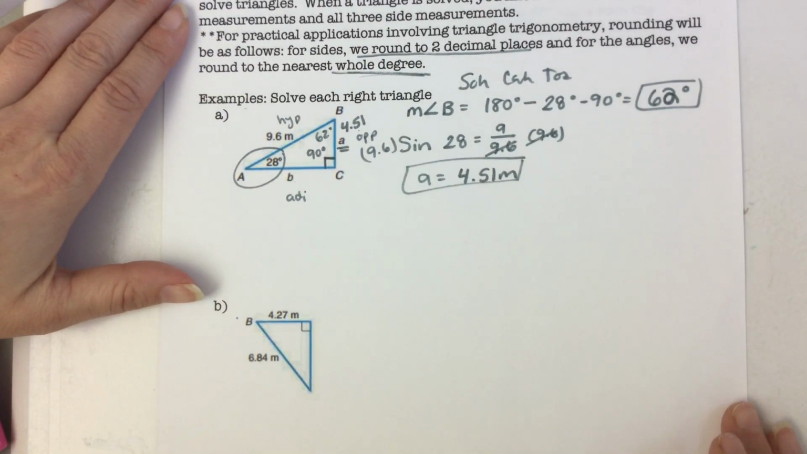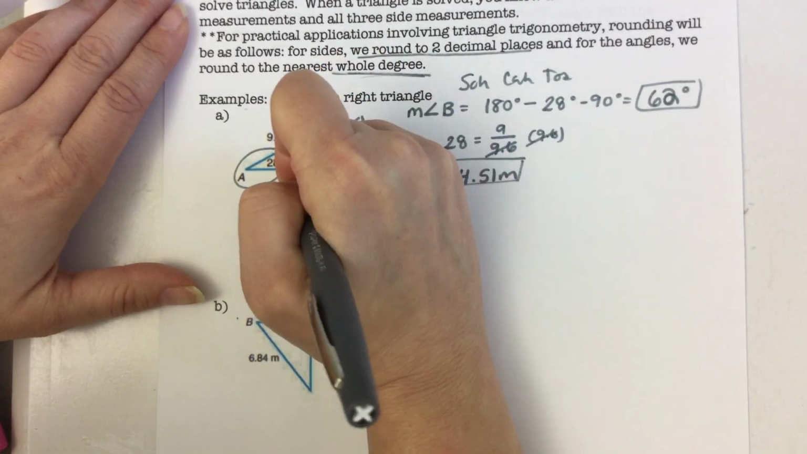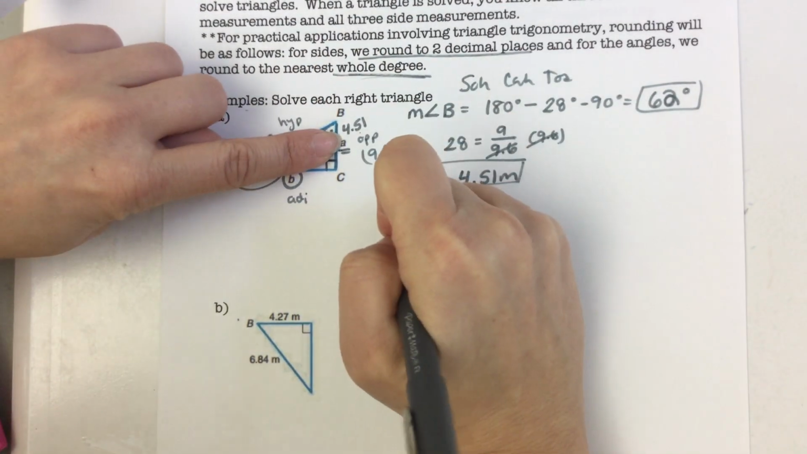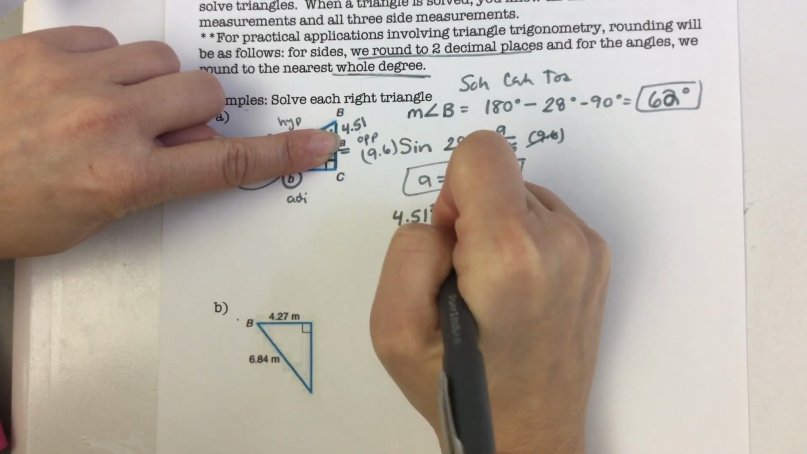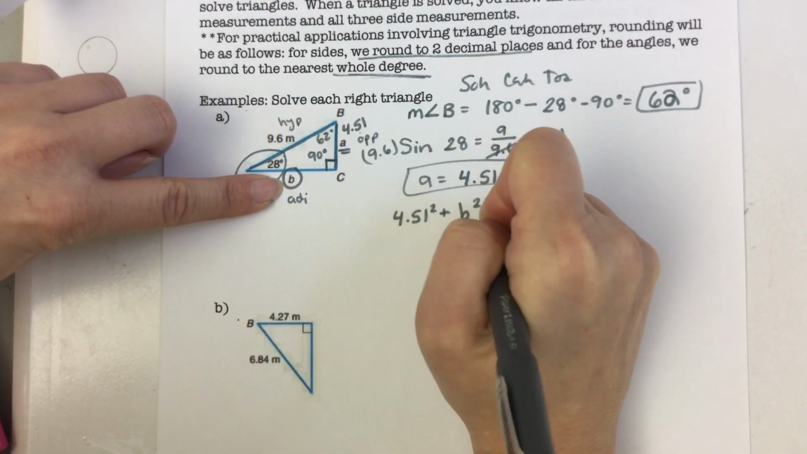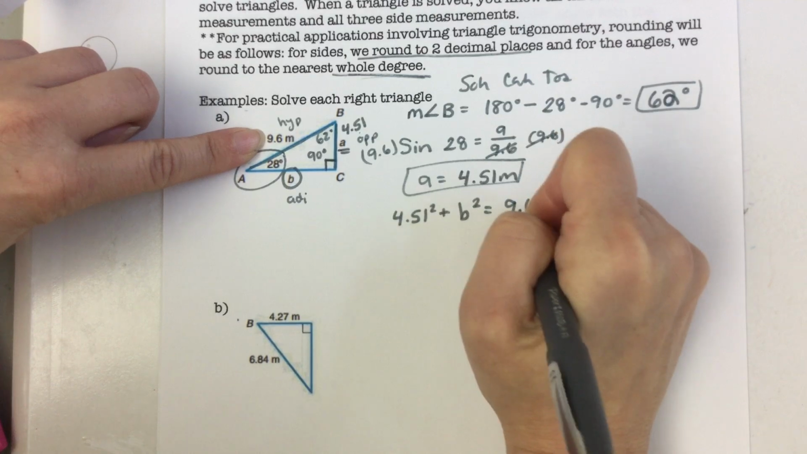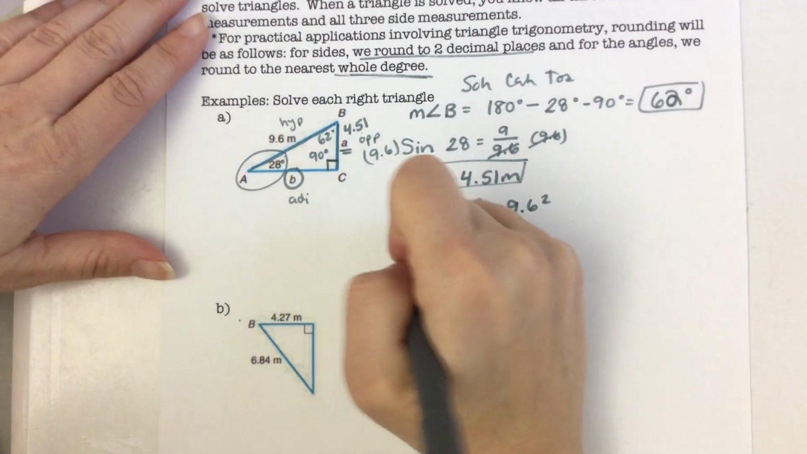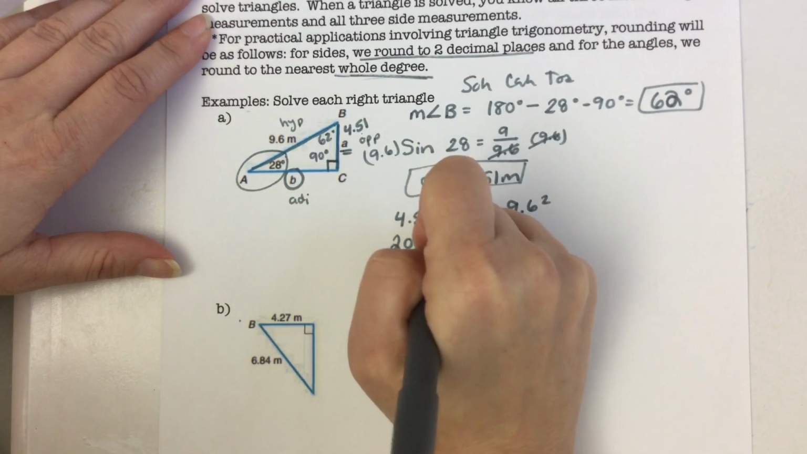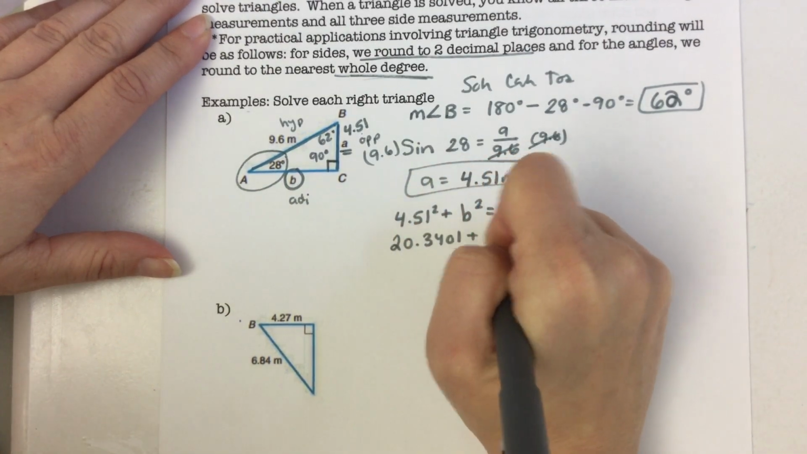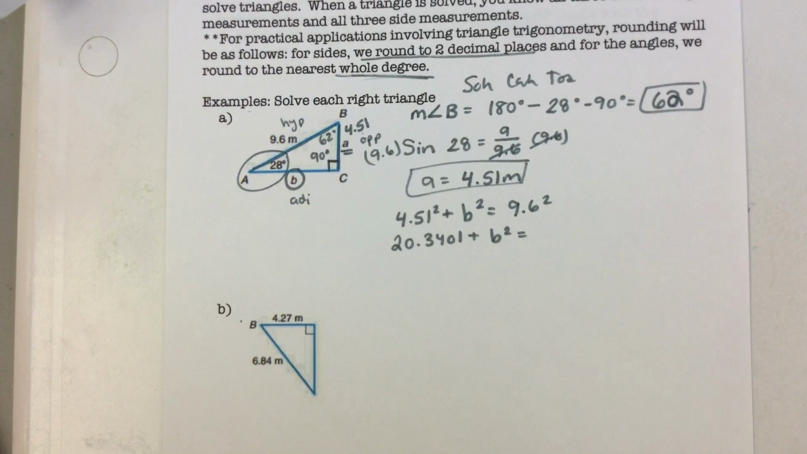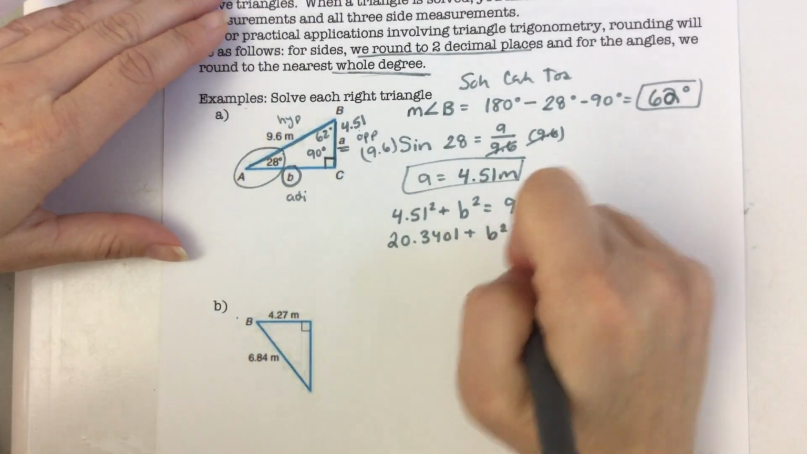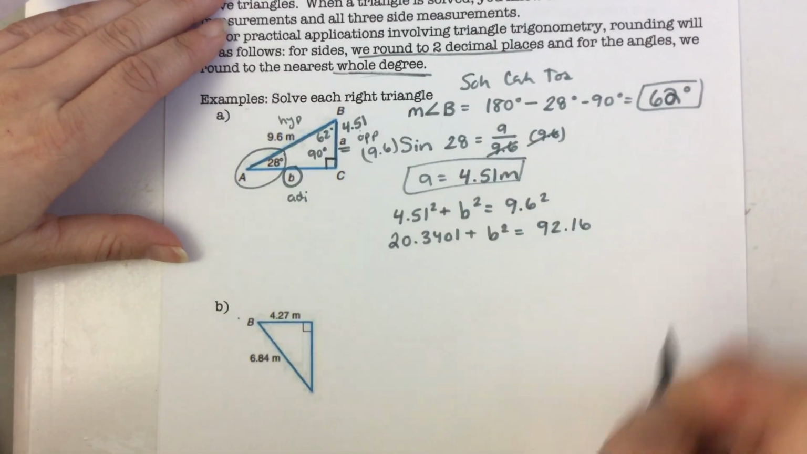Now, if you know 2 sides of a right triangle and you just need the third one, the Pythagorean theorem is probably the fastest way to do this. Here's A, we don't know B, the hypotenuse is always C. So A, 4.51 squared, plus B, we don't know, squared, equals C, 9.6 squared. So 4.51 squared is 20.3401 plus our surprise side, B squared, equals 9.6 squared, which is 92.16.